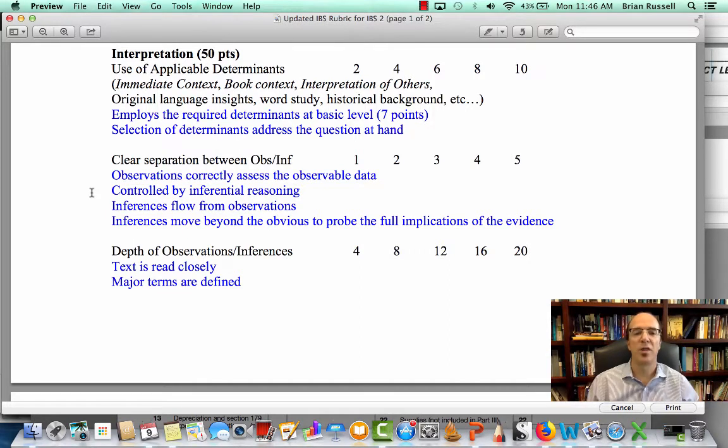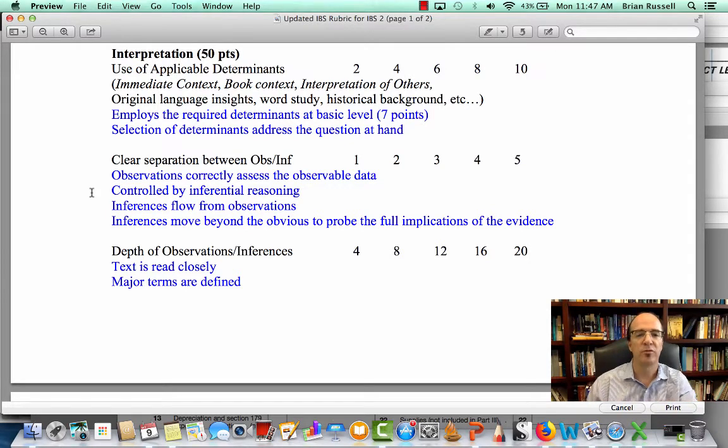I'm going to be looking for other determinants: original language insights, word study, historical background, notes on how perhaps a text from an earlier part of the Bible was quoted in this text, or perhaps it's quoted in another part of the Bible. So those are some of the determinants. Again, you can look at that worksheet, suggestions for improving your work, to see other types of data and observations that you can bring in.